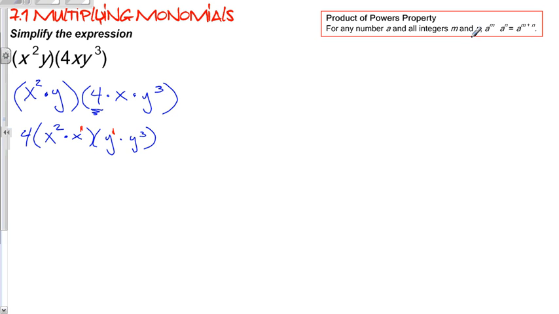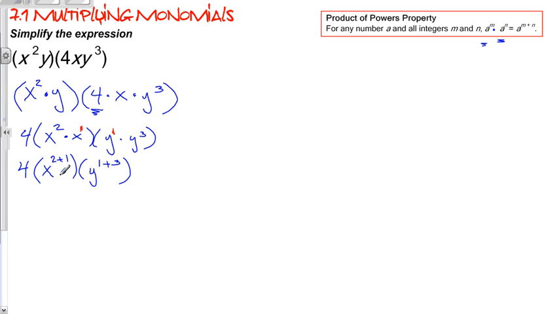So if we take a look at that product of powers property up in the top right-hand corner, it says if you have a number a to the mth power and a to the nth power, and we're multiplying those together, we can rewrite that as a to the m plus n power. So how that looks in this example is instead of x squared times x to the first power, we can rewrite that as x to the 2 plus 1 power, and then y to the 1 plus 3 power times 4.